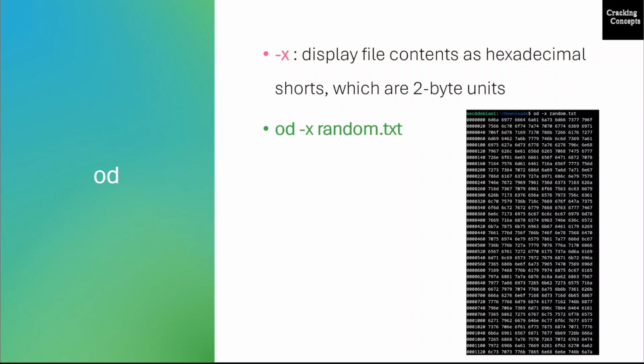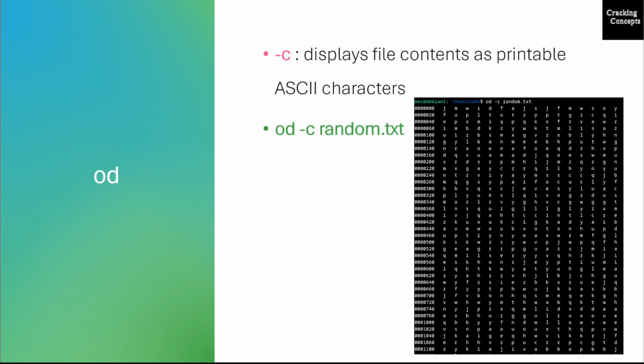Suppose we take the first entry 6D6A. 6D is hex, whose decimal is 109, whose ASCII is m, and 6A is 106 in decimal, whose ASCII value is j. So 6D6A is mj, which is in the sample, these two characters.